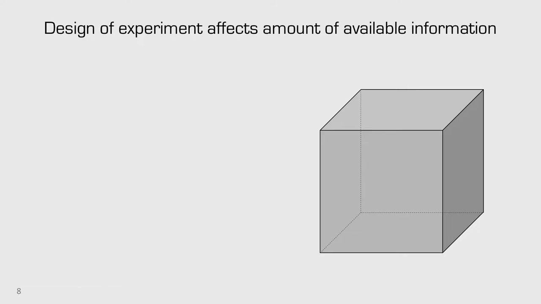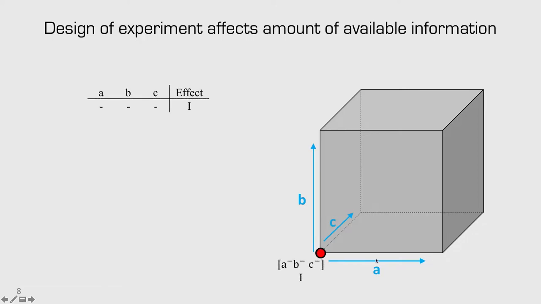For example, let's consider that we are interested in three main effects: an effect A, an effect B, and an effect C. This cube represents the full design space of these effects being positive or negative. At the origin, all three effects are negative. This corner represents the effect where A is positive but B and C are negative.